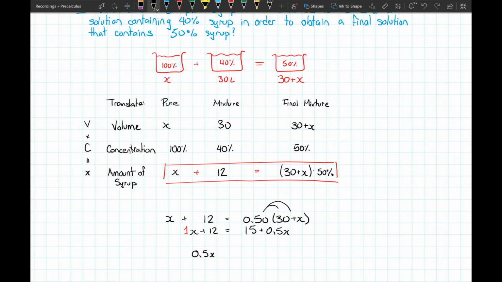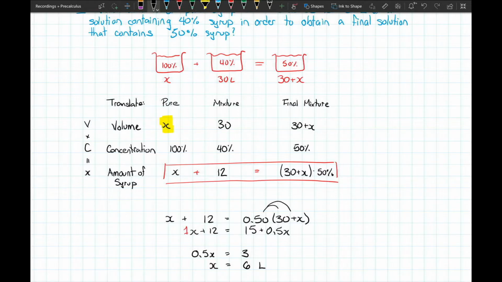We can subtract 12 from both sides, and that leaves us with 3. And then dividing by 0.5 on both sides of the equation will leave us with 6. Now what is this answer? Well, remember, x is up here on the volume row. So we have just discovered how many liters of pure syrup we need. So we'll put this in units of liters. We need 6 liters of syrup.